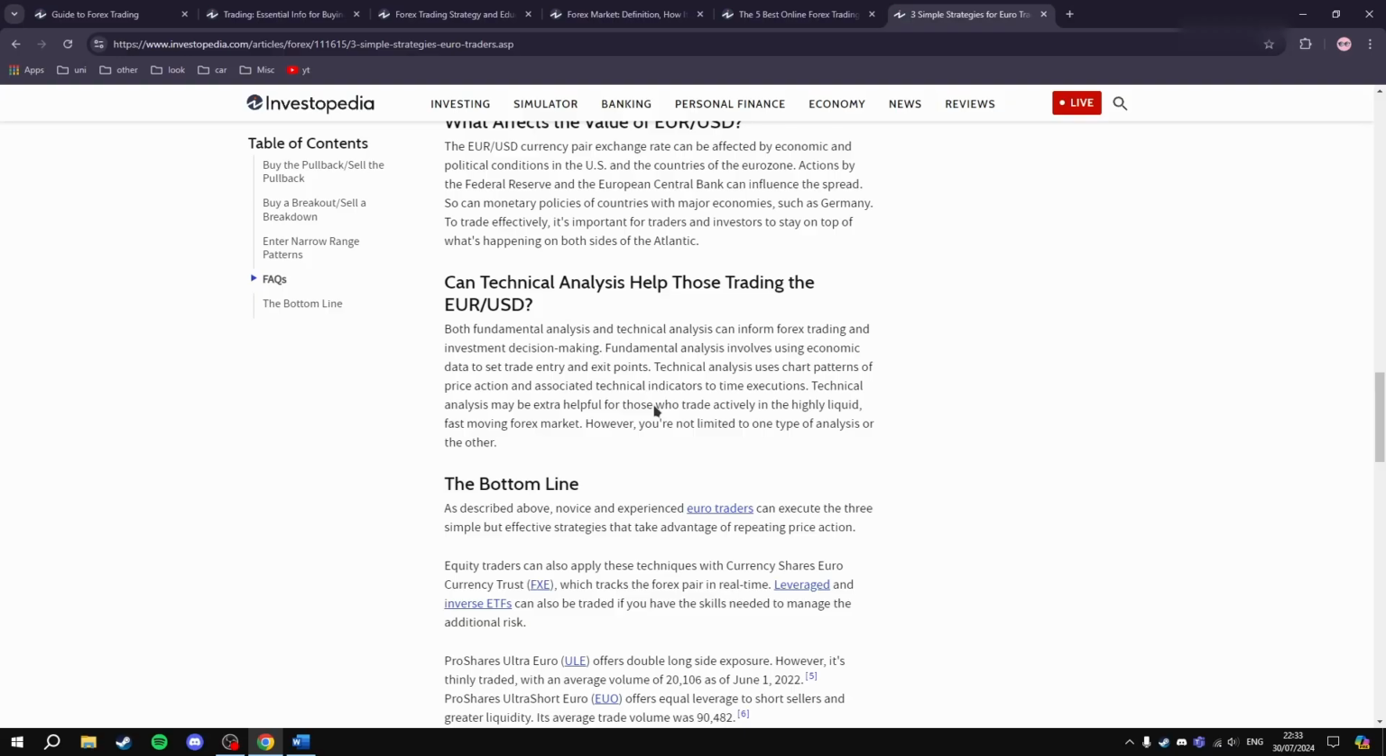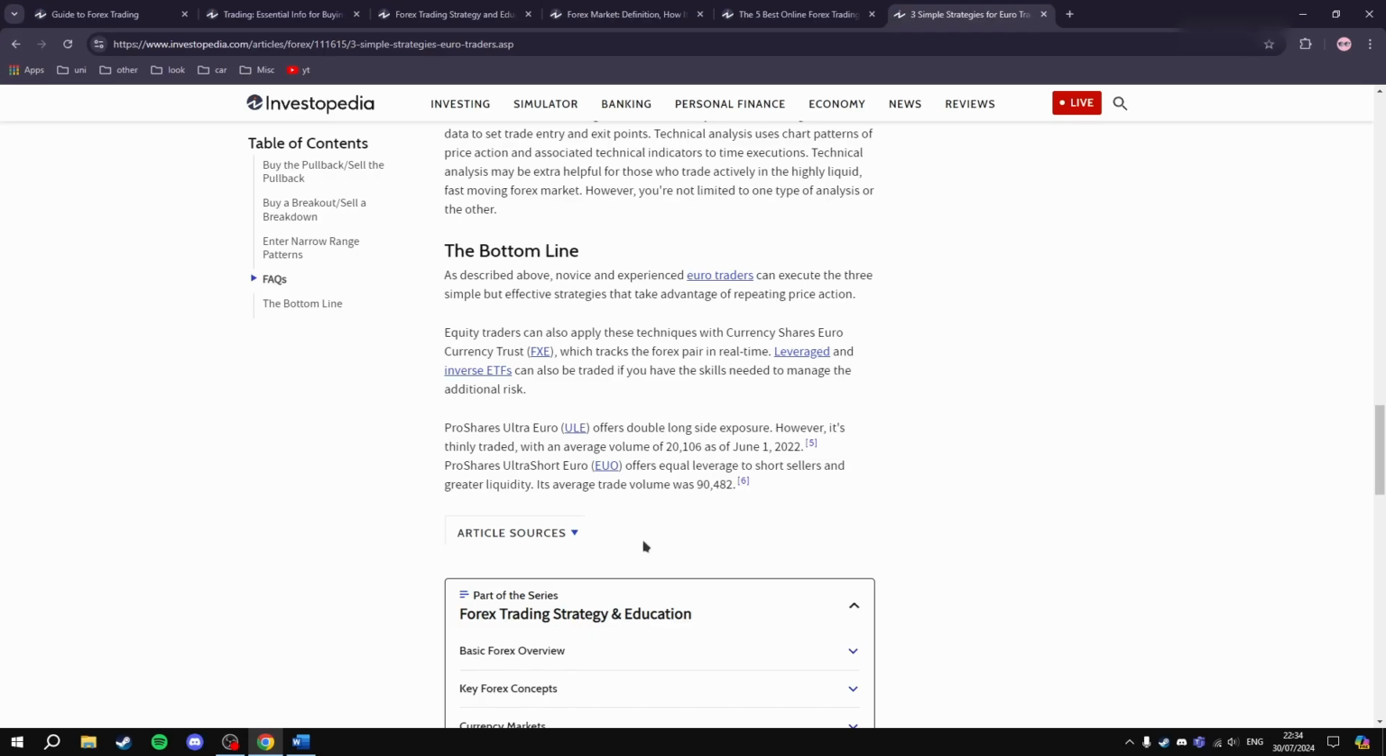Can technical analysis help those trading the Euro USD? Both fundamental analysis and technical analysis can inform forex trading investment decision making. Fundamental analysis involves using economic data to set entry and exit points. Technical analysis uses chart patterns of price action and associated technical indicators to time executions. Technical analysis may be extra helpful for those who trade actively in the highly liquid, fast moving forex market. However, you're not limited to one type of analysis or the other. So use both. Bottom line, as described above, novice and experienced Euro traders can execute the 3 simple but effective strategies that take advantage of repeating price action.